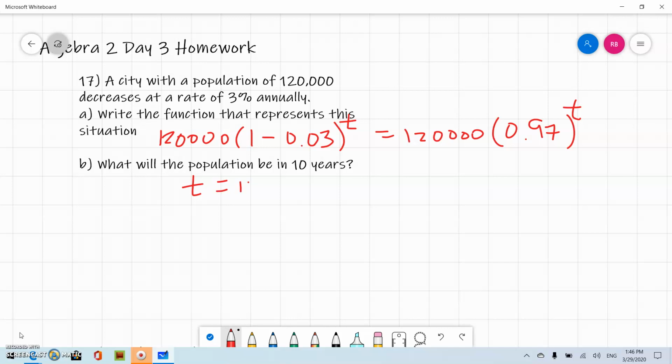So it's asking t equal 10, and then when you plug it into the formula that you found, you can write it as 88,491.